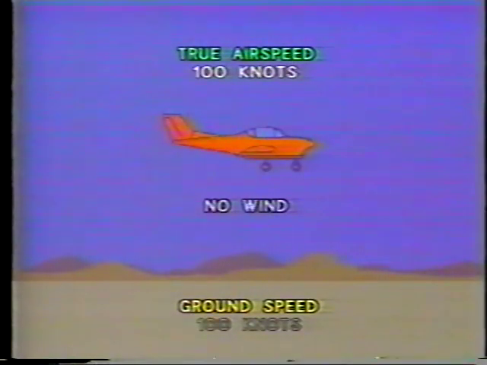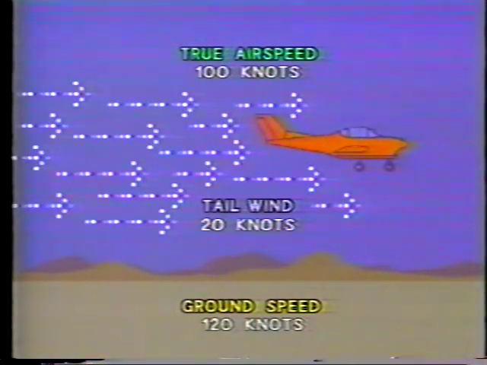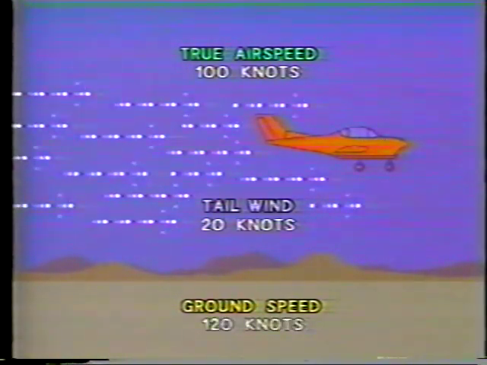The next column is for ground speed. Ground speed is the actual progress over the ground of the aircraft. If there is no wind, true airspeed and ground speed will be the same. With a tailwind, airspeed, the movement of the aircraft through the air mass, remains the same, but the speed over the ground will increase.